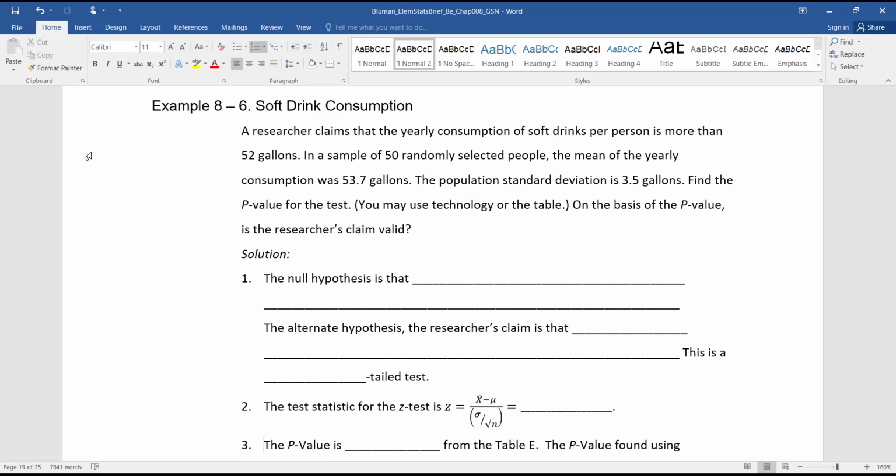Again, we need to state the null hypothesis. Remember, the null hypothesis is that it's going to be equal. In this case, that means the average yearly consumption of soft drinks per person is 52 gallons. So that is your null hypothesis.